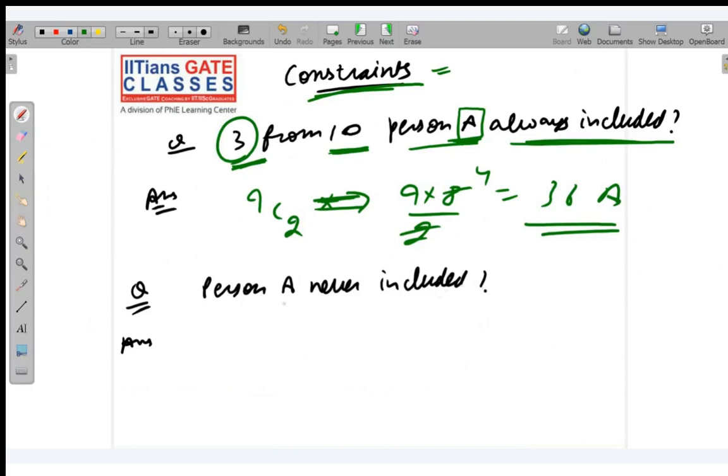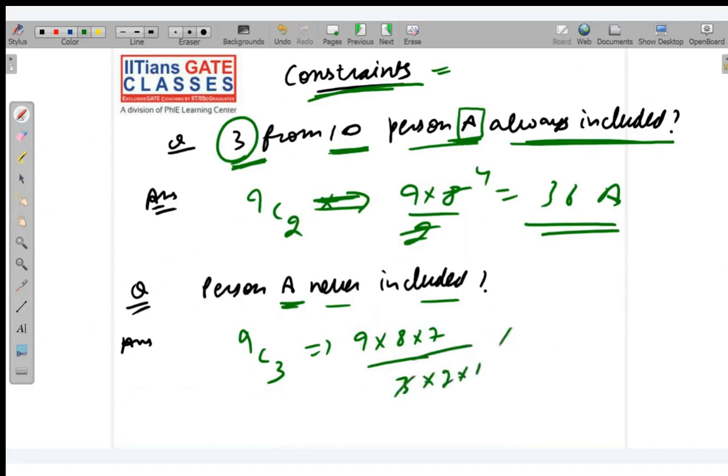Next, person A never included. If I do not want to include person A, how many persons are left with me? 9 persons, and from these 9 I have to pick 3 persons, because A should never be included. So the answer is 9 into 8 into 7 divided by 3 into 2 into 1, 3 factorial. 3 3s are 9, 2 4s are 8, 12 7s are 84. 84 is the answer.